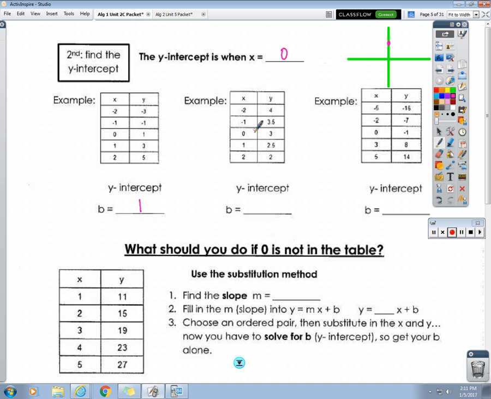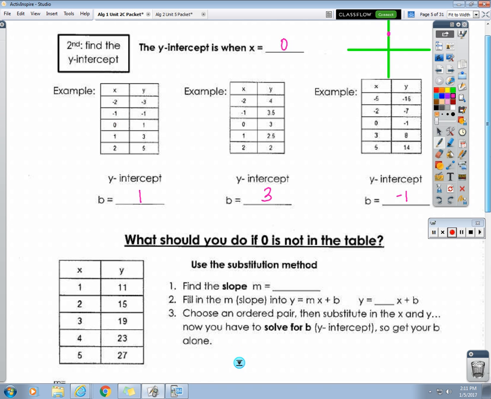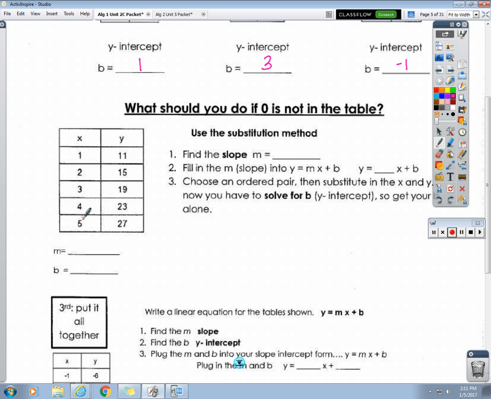So like x is 0, y is 3, that's your y-intercept. X is 0, y is negative 1, that's your y-intercept. That's because when x equals 0, the point will be sitting on the y-axis, and it'll depend on what the y value is, where it is. Okay, now, what should we do if we don't see 0 in the table? Like all three of these tables had 0 for x. But down here, we don't have a 0 for the x.